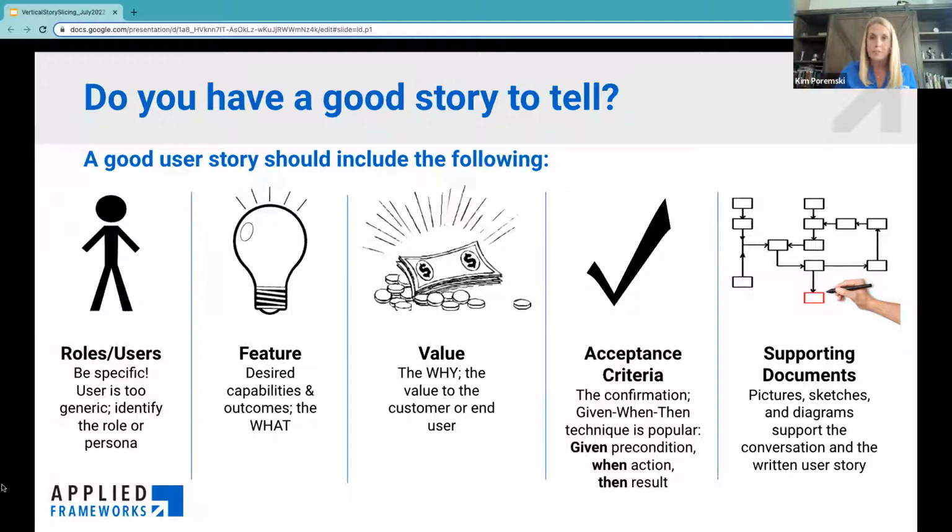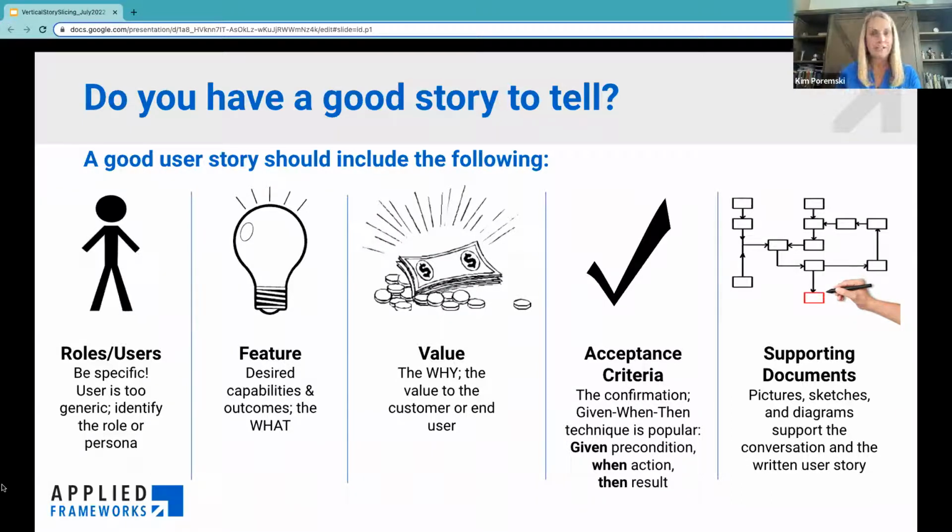The feature, that's what we talked about on that index card. So what is it that I want? We're talking about the outcomes. We're not talking about the very specific outputs. We talk about why. What is the value? You're going to hear me say that word a lot: value, value, value.